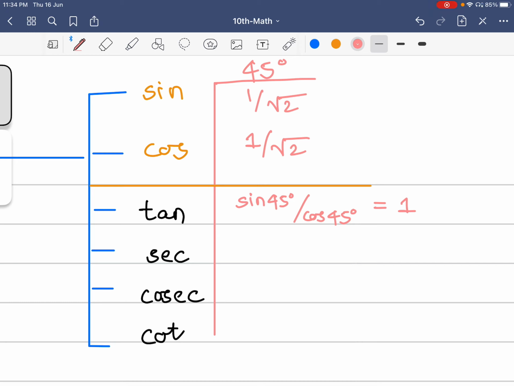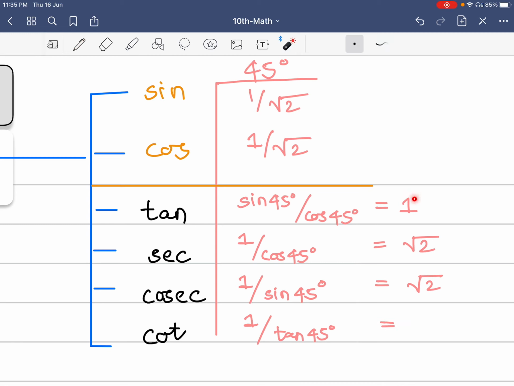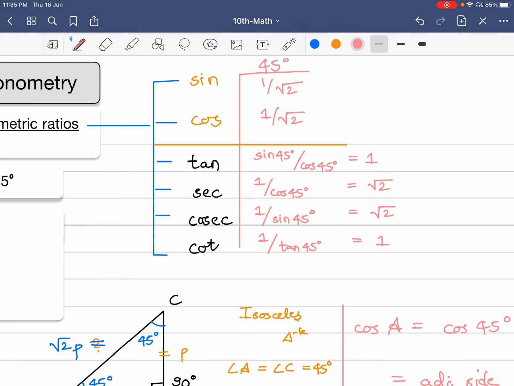Now let's continue. What is sec of 45 degree? It is nothing but 1 upon cos of 45 degree, which is basically the reciprocal. So that is going to be equal to under root 2. Similarly, what is cosec? Cosec is 1 upon sine 45 degree, and that is also going to be the reciprocal of sine of 45 degree, and that is again equal to under root of 2. And finally we have cot of 45 degree, which is again the reciprocal of tan of 45 degree. Okay, and that is equal to, as we saw, tan of 45 is 1, so its reciprocal is also the same, 1. So thus we have found out.